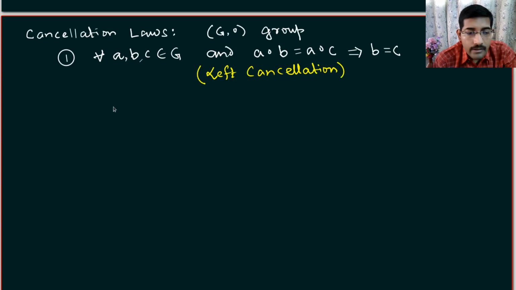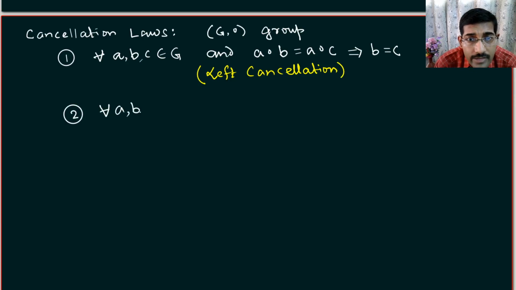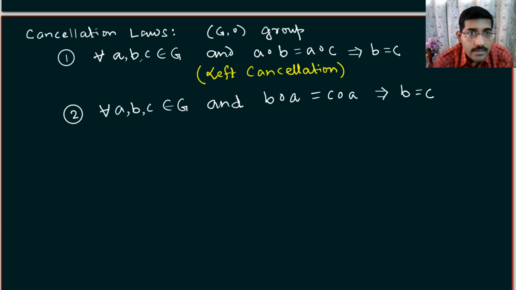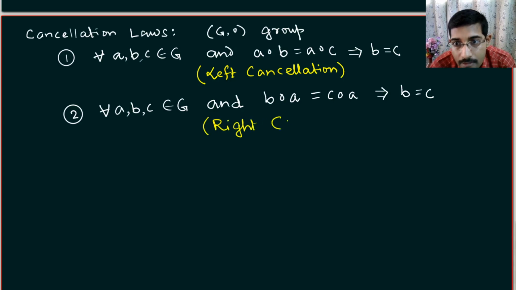Whereas the opposite way, the right cancellation, is as follows: for every three elements we take, if we have the property that B operated with A is the same as C operated with A, then B is equal to C. So this is what we call right cancellation.